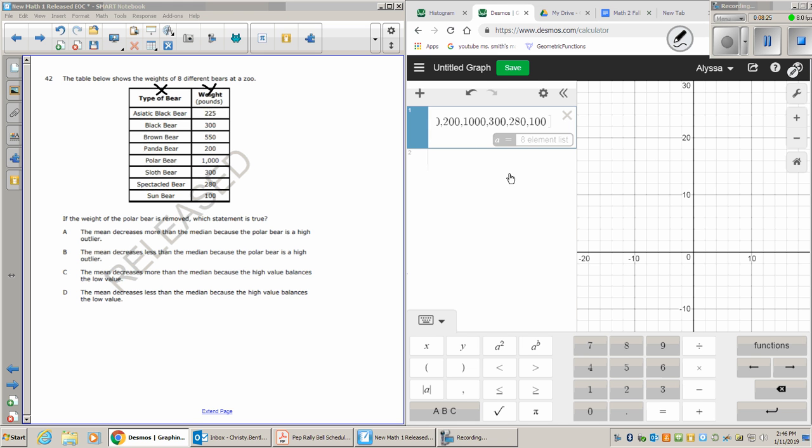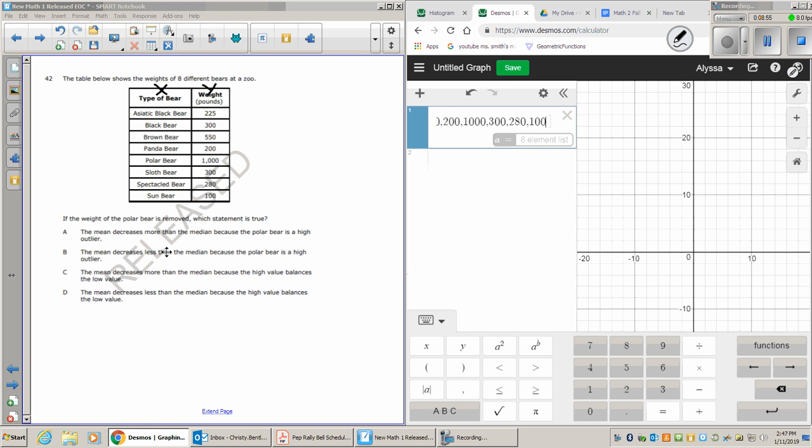Okay, and it's showing we have 8 elements in our list. Let me just count the table on the problem and make sure that's accurate. So 1, 2, 3, 4, 5, 6, 7, 8. Again, I would also scroll back through your list. Just make sure you type the numbers in correctly so we don't miss this question just by user error. So we have 225, 300, 550, 200, 1,000, 300, 280, and 100.